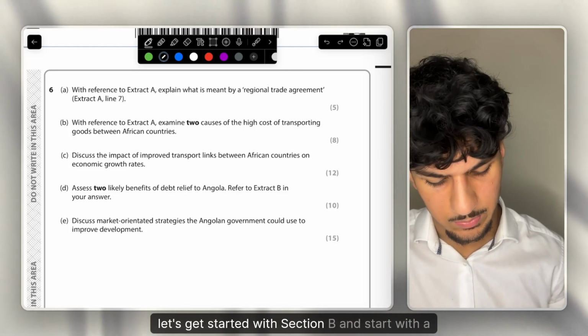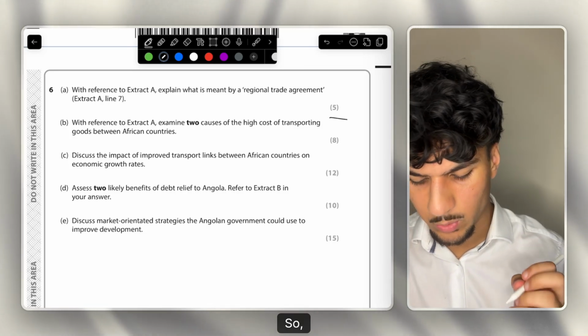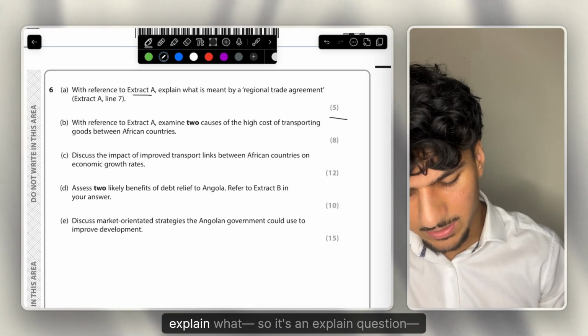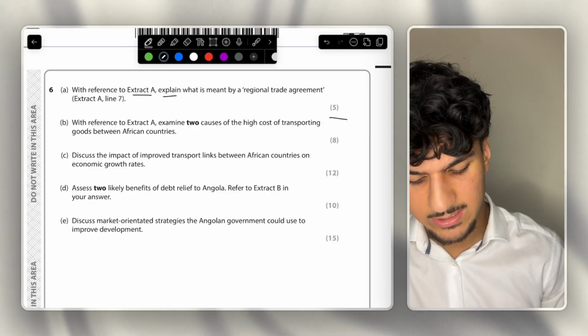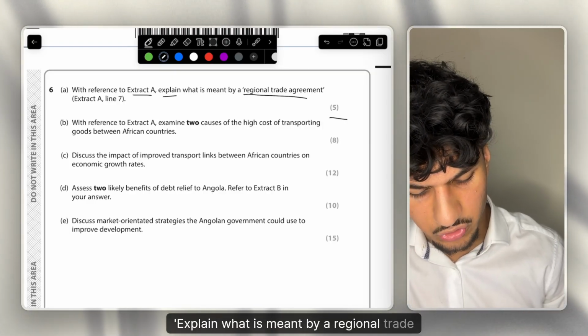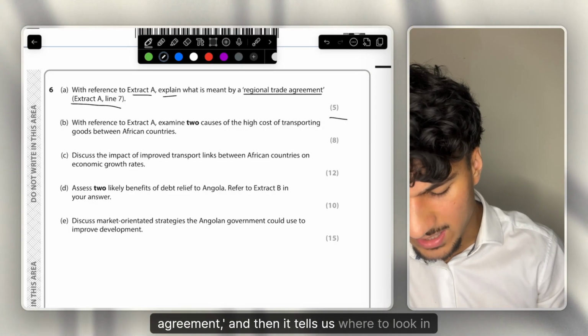Let's get started with Section B and start with a 5-mark question. With reference to Extract A, explain what is meant by a regional trade agreement, and then it tells us where to look in the extract.